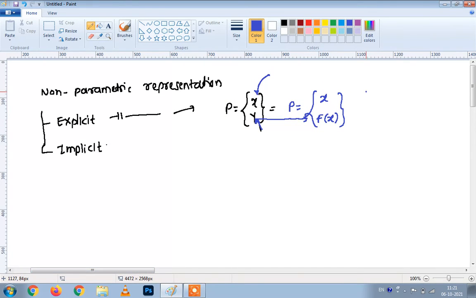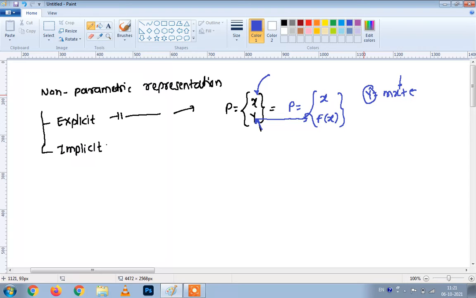So in case of line equation we have already seen y is equal to mx plus c. In unit number 1 we have seen this equation, as well as we have solved the numericals which were based on the line. So here y is equal to mx plus c, many times we put the value of x to find out the value of y. So this is a simple example of explicit non-parametric representation.